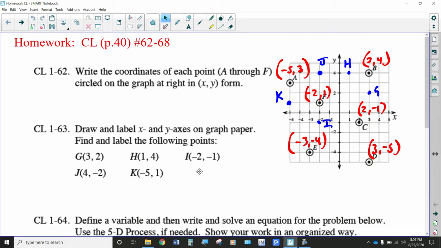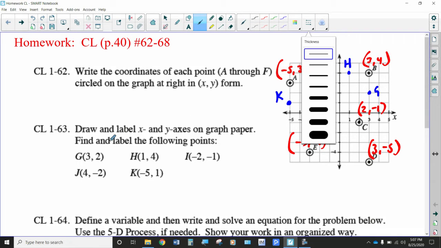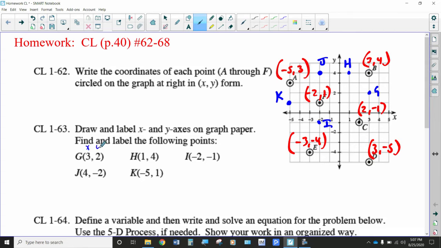It's kind of sloppy. And then for problem 63 is identifying where these points live on the coordinate grid. And so what we always do is these are xy coordinates. Let me do this. So that's your x value, that's your y value. And so go to the origin, and then +3 on the x line, 1, 2, 3, and then +2 on the y line goes up 1, up 2. This would be the point where G would be located.